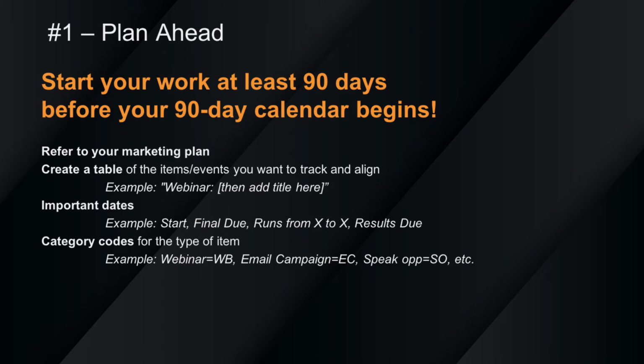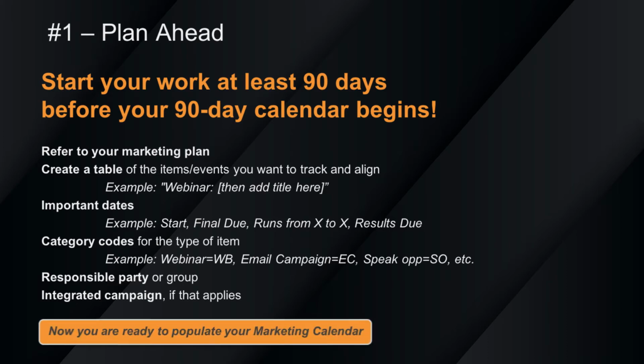Use these consistently on all entries to the calendar and add to the column next to each item, such as webinar equals WB, email campaign equals EC, speaker opportunities equals SO, etc. Add a column for the name of responsible party or group of the entry. Add a column for the name of the integrated campaign if that applies. Now you're ready to populate your calendar.